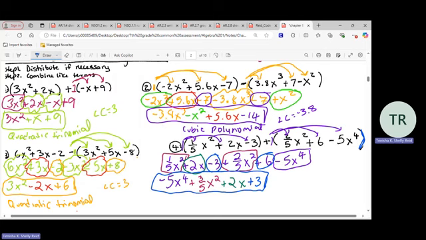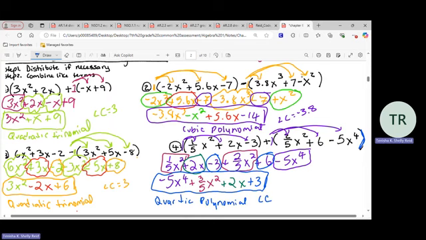They might ask you, how many terms does it have? It has 4 terms. What's the highest exponent? 4. So it is a quartic. 4 quarters make a dollar. So a quartic, 1, 2, 3, polynomial.